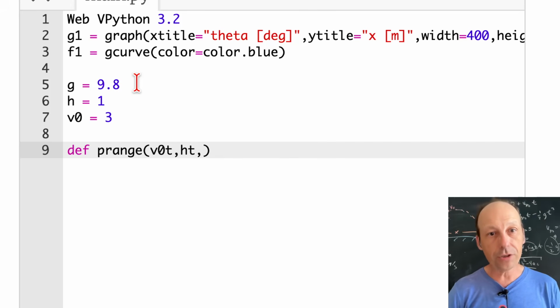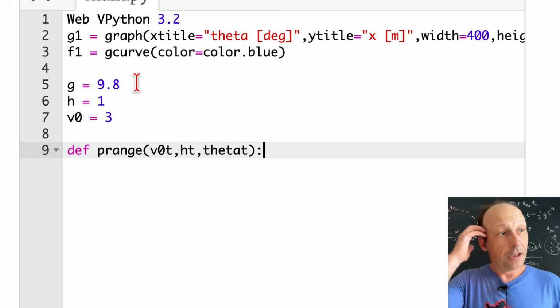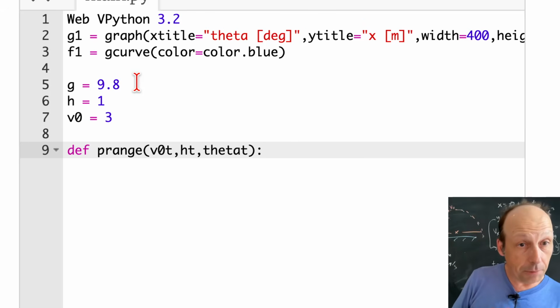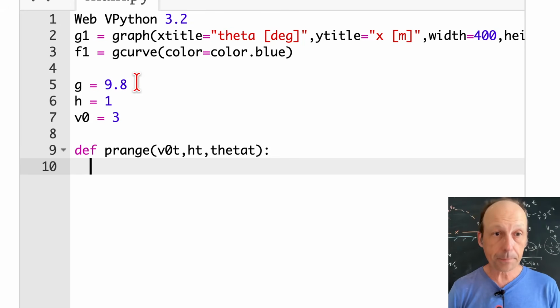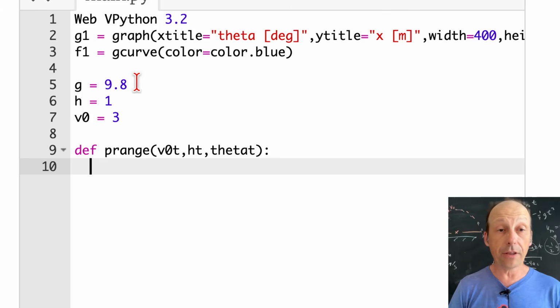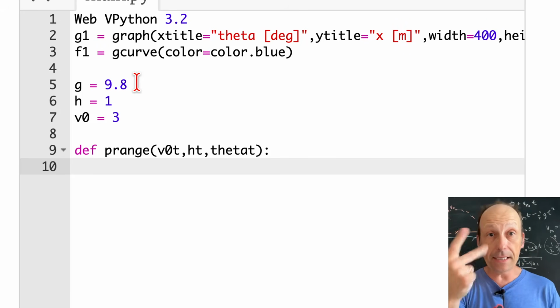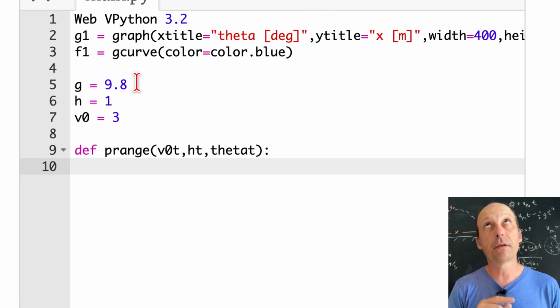And my theta, what should I call that? How about theta t? And then you put a colon there. So everything that's indented below this will be part of that function. So what I'm going to do is to calculate my a, b, and c term and calculate the time. So let's do that.